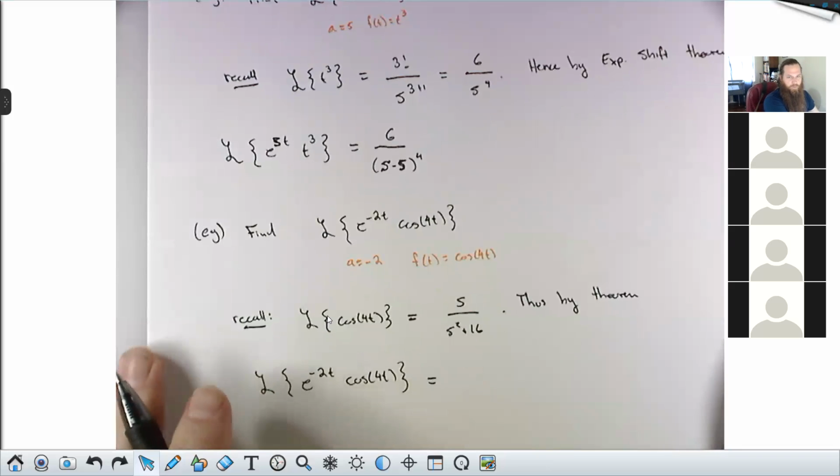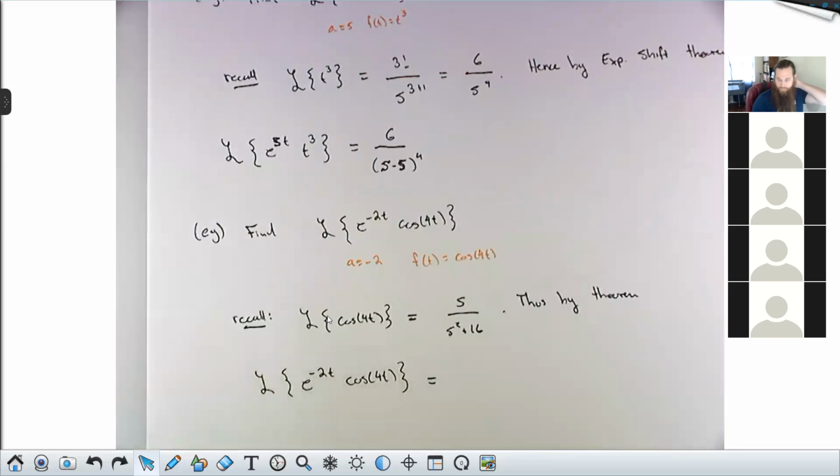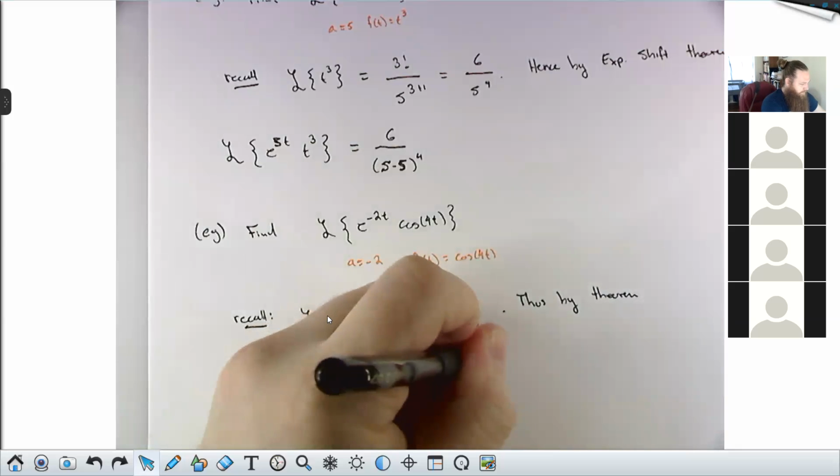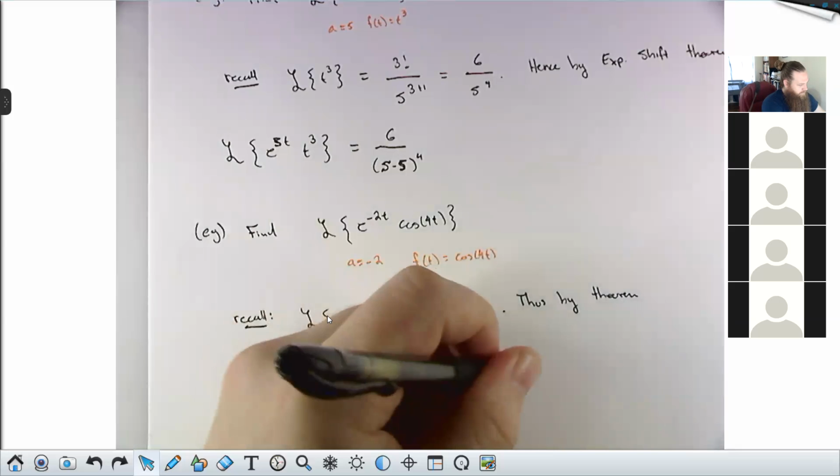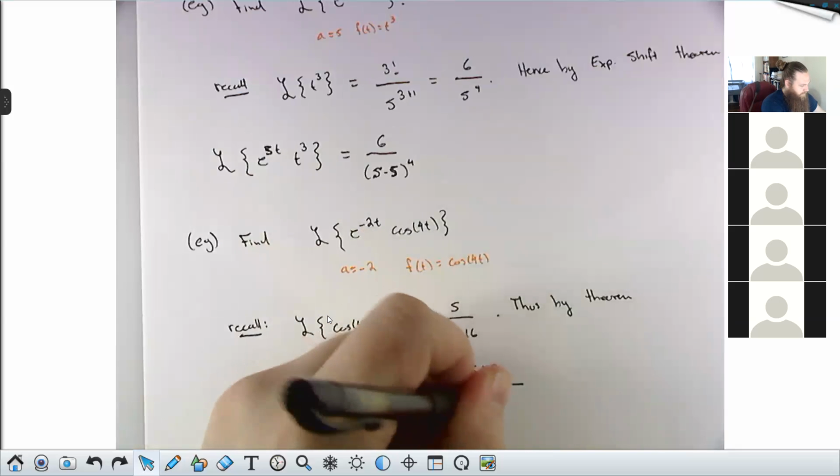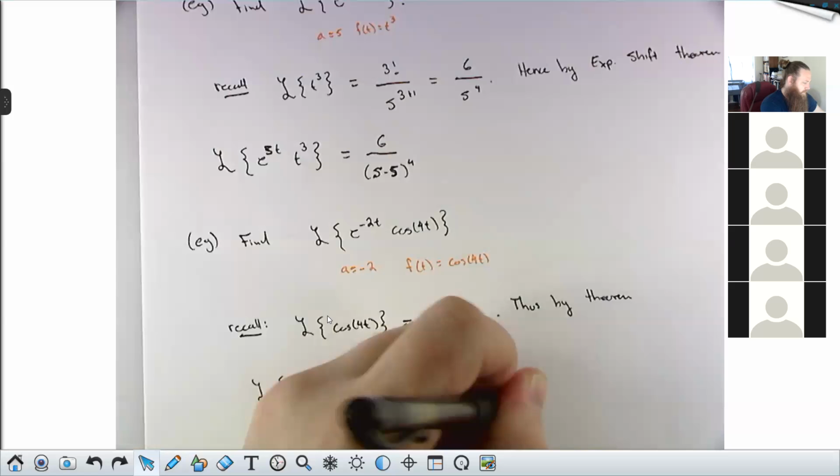but with the s's swapped for what? s plus 2. Very good. It's like we're shifting to the left now rather than to the right because a is negative 2. So this is going to be s plus 2 over s plus 2 quantity squared plus 16. And hopefully you see that this really does broaden the collection of things that we can take inverse Laplace transforms of. So s plus 2 over s plus 2 squared plus 16.